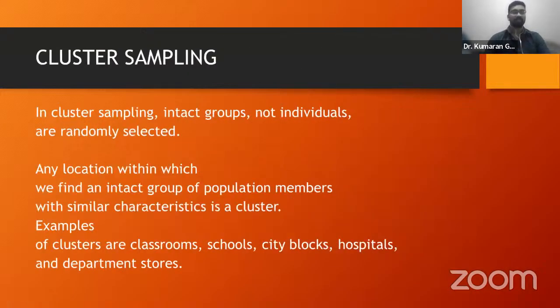Okay, this is cluster sampling. In cluster sampling, intact groups, not individuals, are randomly selected. Any location within which we can find intact groups of population members with similar characteristics is a cluster. Examples of clusters are classrooms, schools, city blocks, hospitals, and department stores. There are more types of clusters, but these are the examples that we can know. So it is a group of population members with similar characteristics.